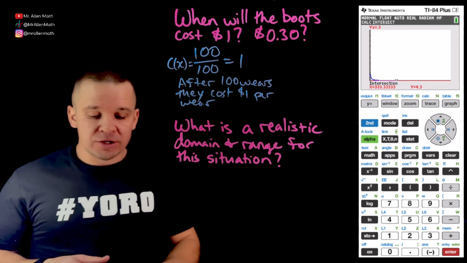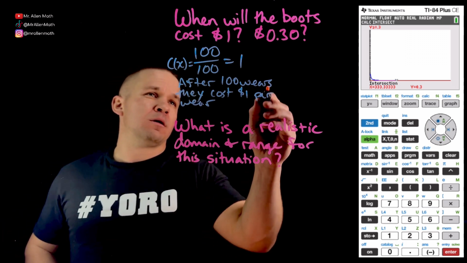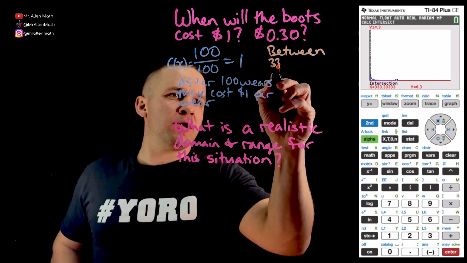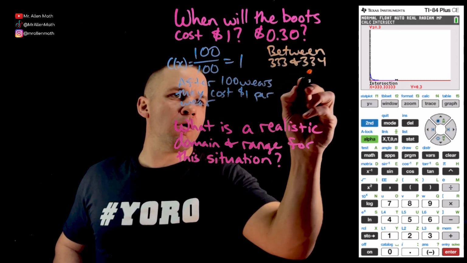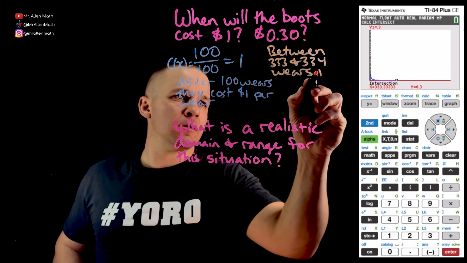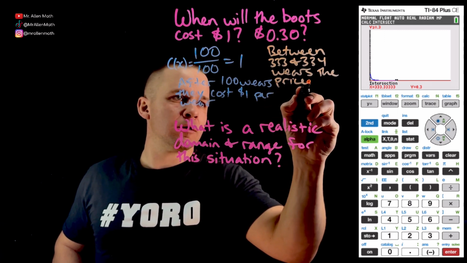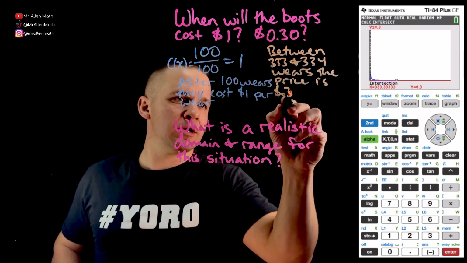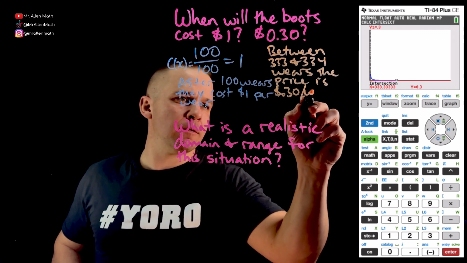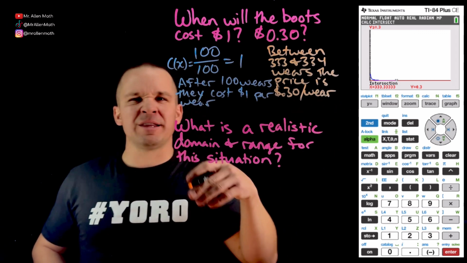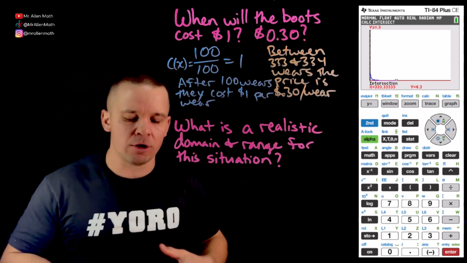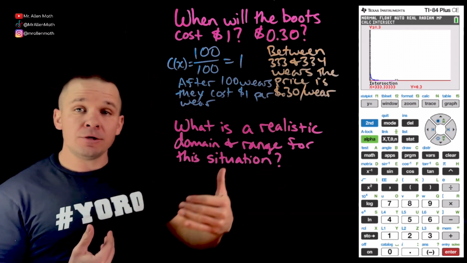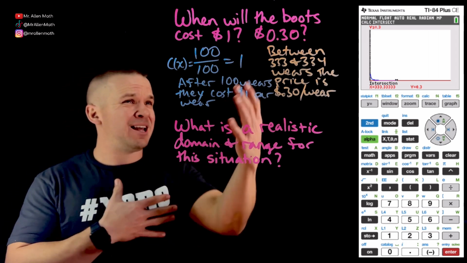333.3 repeating. So between 333 and 334 wears, the price is 30 cents per wear. Okay, so it's important to think about these things in the context of the problem and writing things down with those proper wordings and such, right, with the right vocabulary. So cool, awesome. You can use another line, intersection, to find that in any situation here.